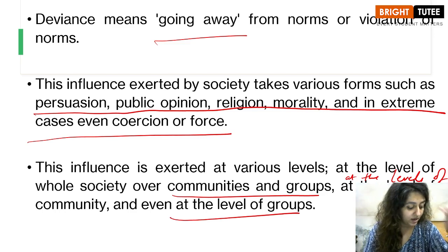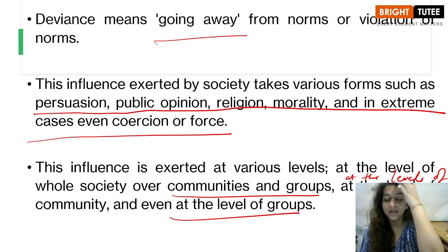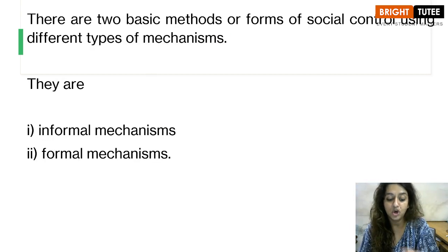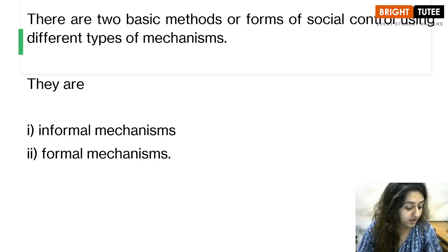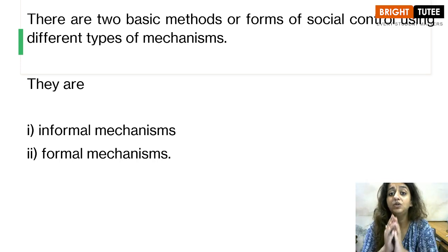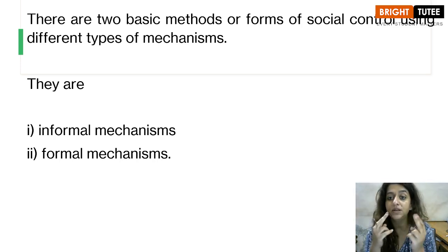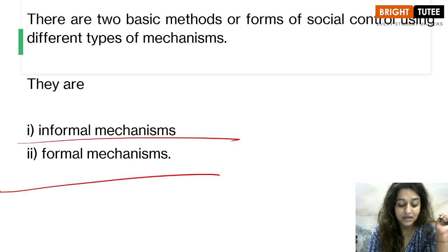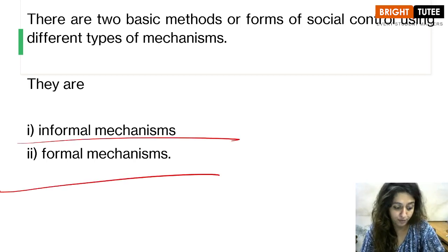It is done at various stages and levels, wherein we're talking about groups and communities. Now, these are basically of two types. There are two basic mechanisms that are being followed. One is the informal mechanism, and obviously the second one is the formal mechanism.